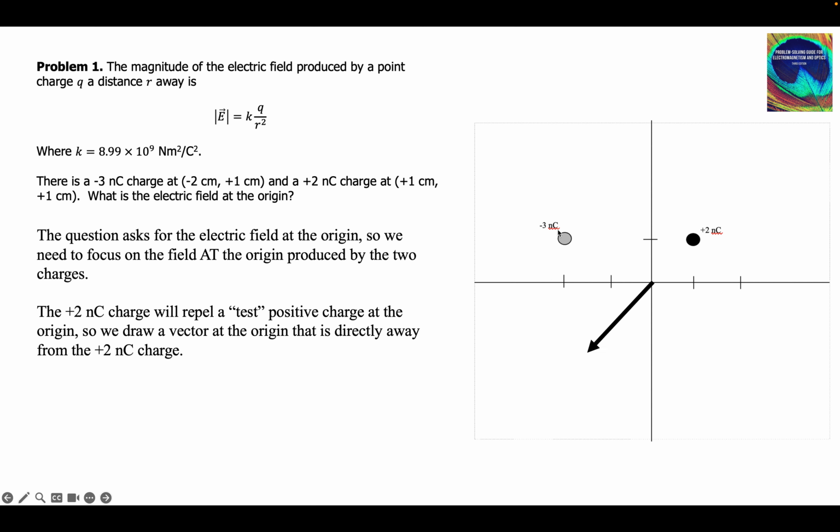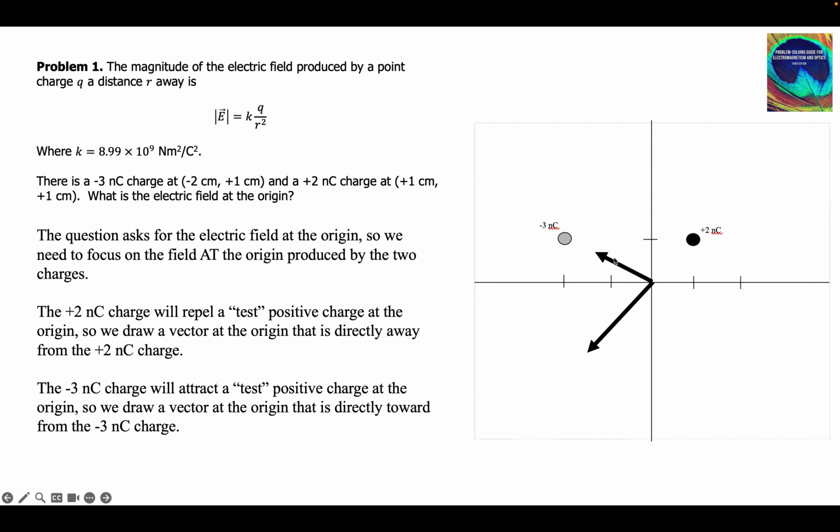The minus 3 nanocoulomb charge will attract an imaginary positive charge at the origin, so we need a vector towards it. It's going to be somewhat smaller because the 3 nanocoulomb charge is further from the origin than the plus 2. So now we have to calculate the lengths, the magnitudes of those electric field vectors. And to do that, we're going to use E as kq over r squared.